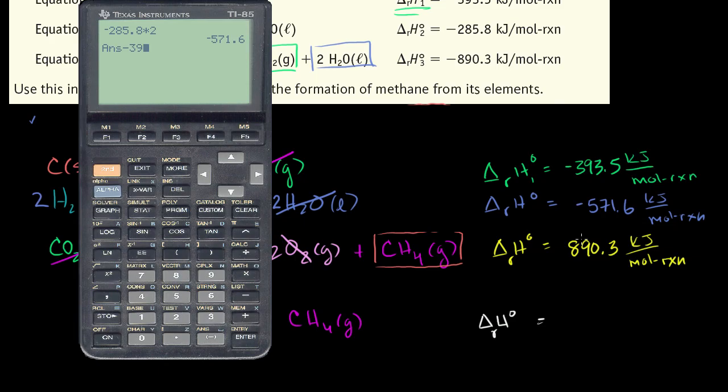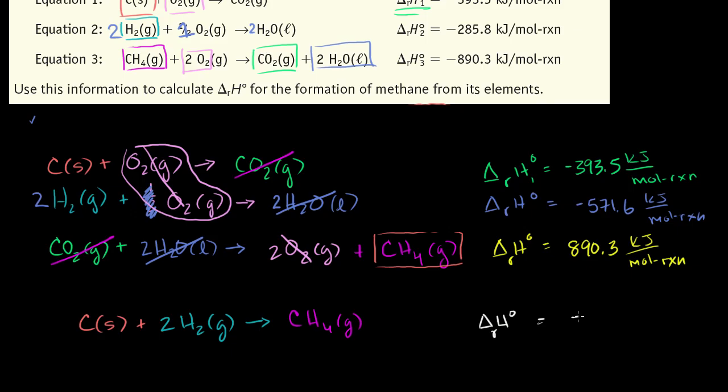So we have negative 393. No, that's not what I wanted to do. Let me just clear it. So I have negative 393.5. So that step is exothermic. And then we have minus 571.6. That is also exothermic. Those are both combustion reactions, which are, as we know, very exothermic. And then we have the endothermic step, the reverse of that last combustion reaction. So plus 890.3. Plus 890.3 gives us negative 74.8.